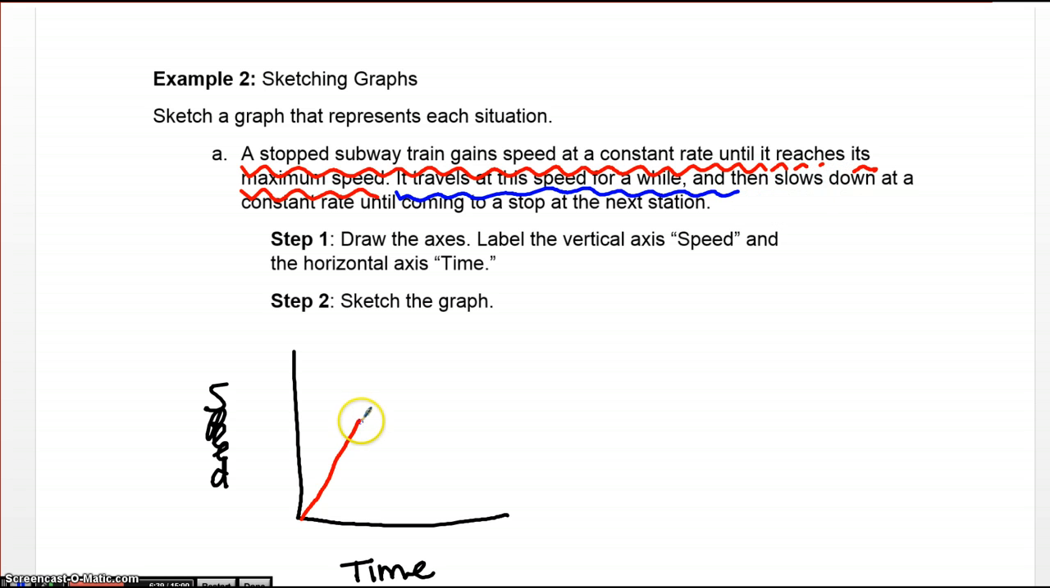Okay, so if I'm traveling at that speed for a while, I'm not increasing speed, nor am I decreasing speed, so it stays the same. And then the last part of this is, it slows down at a constant rate, so I know it's going to be a straight line, until coming to a stop at the next station. So here I am, I'm stopped, I'm speeding up, staying the same speed for a while, and I'm coming back down to the next subway station. So that would be the graph of example 2.